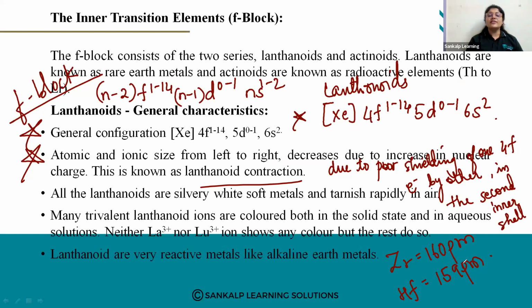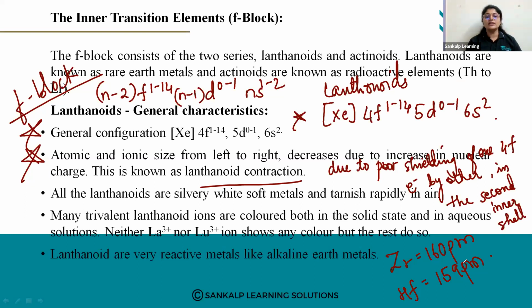So these are silvery white soft metals, but when they are exposed to air, they get tarnished. Then many trivalent lanthanoid ions are colored, both in solid state as well as in aqueous state. Neither lanthanum nor lutetium shows any color, but the rest do.